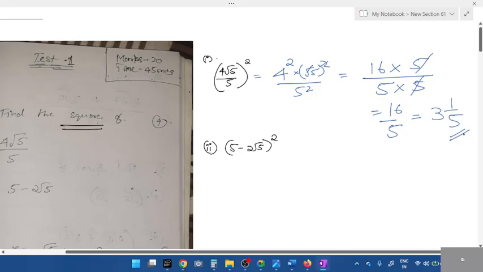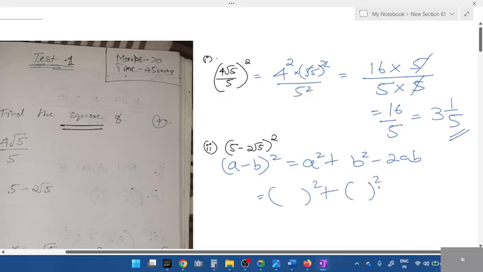Convert all the values into mixed fractions. Any number, reduce it and convert into a mixed fraction. Now, how many values are there in this question? Are there two values? So what's the formula we use? A minus b the whole square is a square plus b square minus 2ab. Just substitute: a square plus b square minus 2 into a into b. The a value is 5, b is 2 root 5.